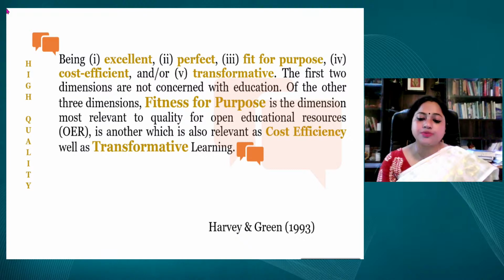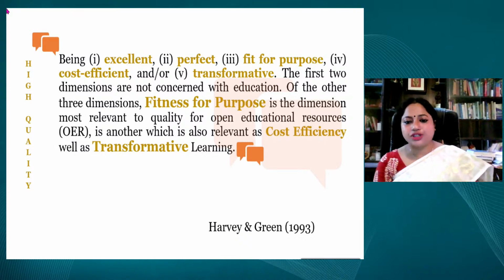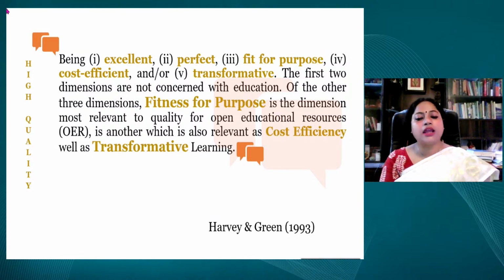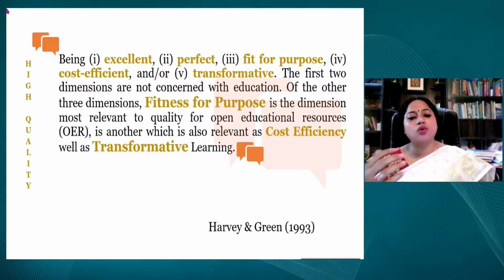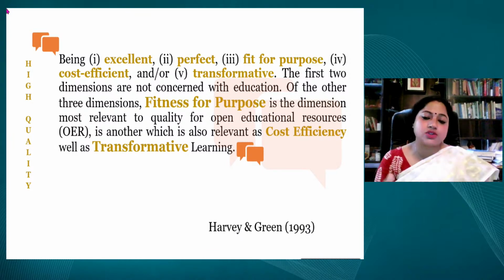But as per Green and Harvey, there are 3 dimensions: fit for the purpose, cost efficiency, and transformative. It is fit for the learning endeavor. It is fit for the educational resources, because excellent and perfect, these 2 words, are very volatile in the academic area. Maybe it is not excellent for a student, maybe it is excellent for the teacher, or even if it is excellent for the teacher, it may not be for the policymaker. So excellent and perfect have their own visual effect. It may change from person to person. It has its own perspective.